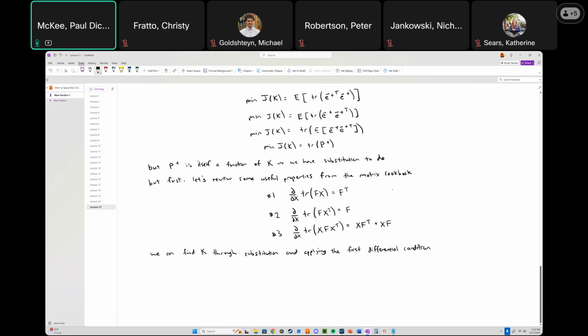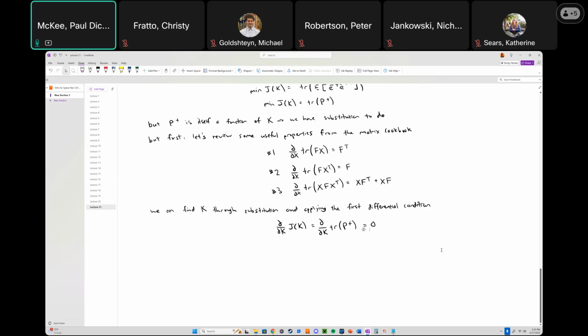Okay. So the derivative with respect to k of J_k, which is the same thing as the derivative with respect to k of the trace of P plus, is equal to 0. So set up and solve this equation and we will have our gain K. Okay, but remember that P plus is really that (I minus KH) P minus business, right?